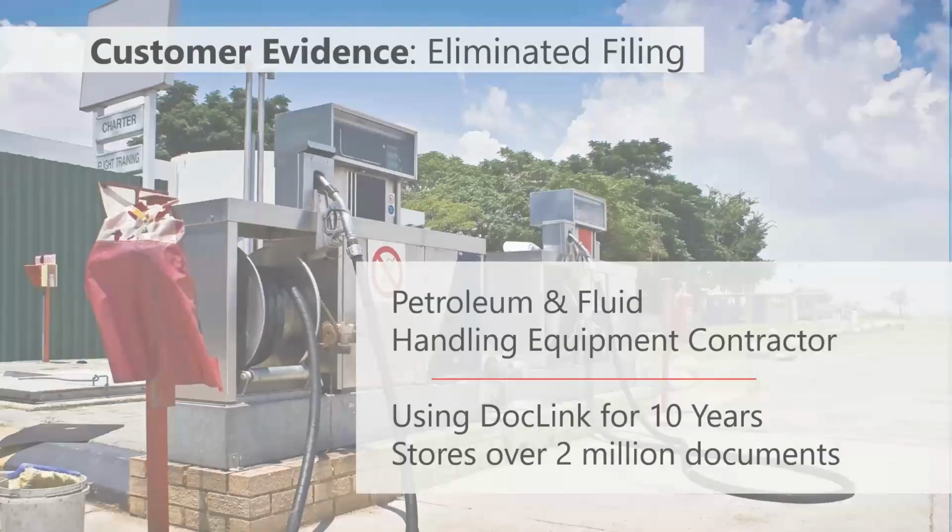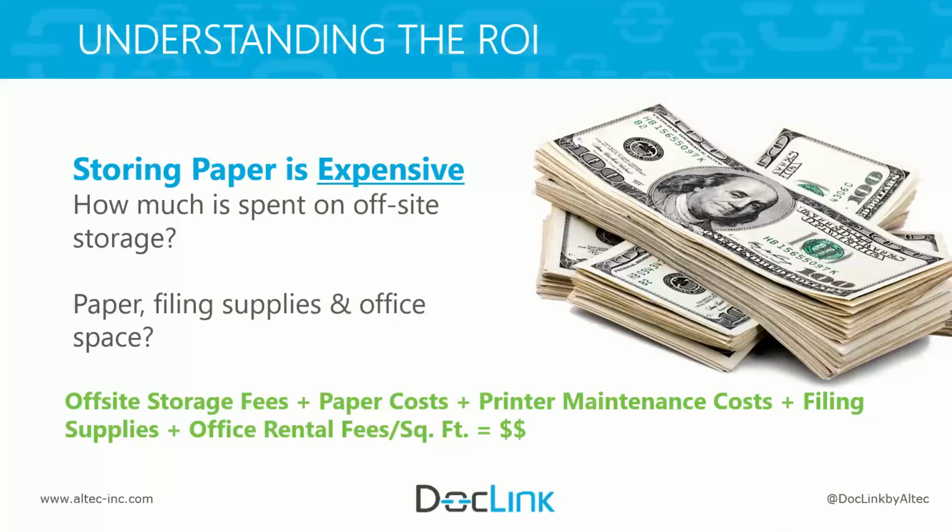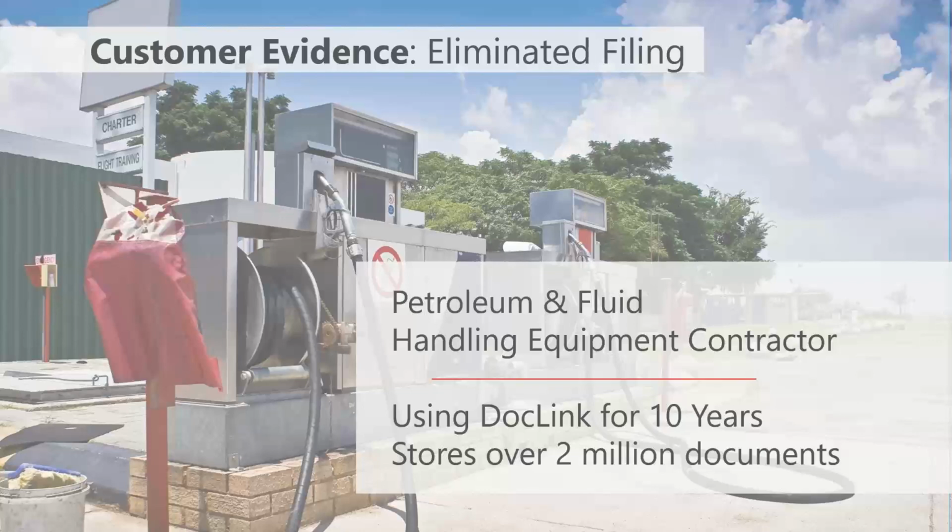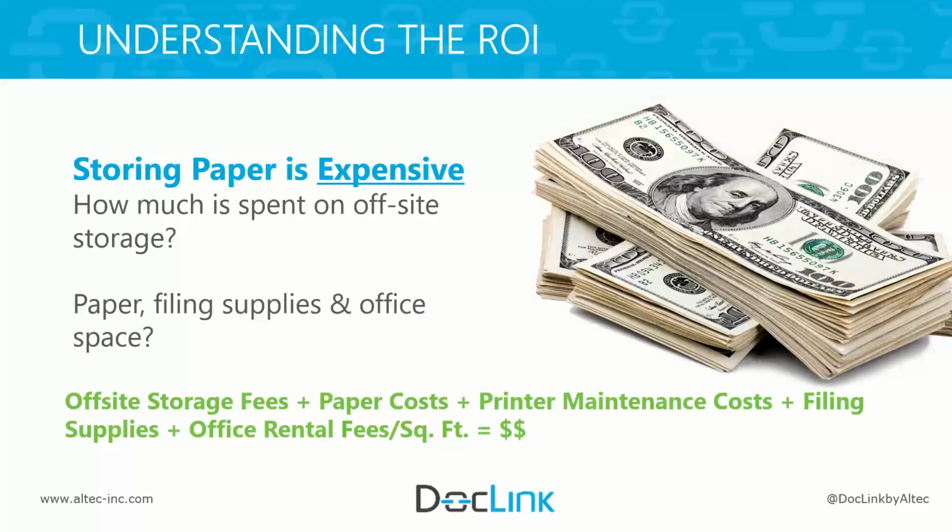Again, customer evidence is why I wanted to share along the way what that means. We have a customer that needed to get rid of filing. They stored over 2 million documents. They've been using DocLink for about 10 years, but the main thing is they had a problem storing documents, and now they can access those documents a lot easier and quicker, and not spend so much time doing that. So by eliminating filing, this organization has successfully used DocLink for over 10 years.